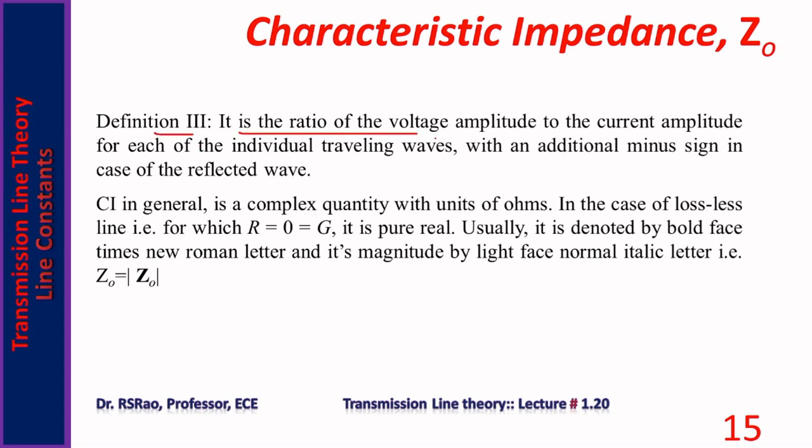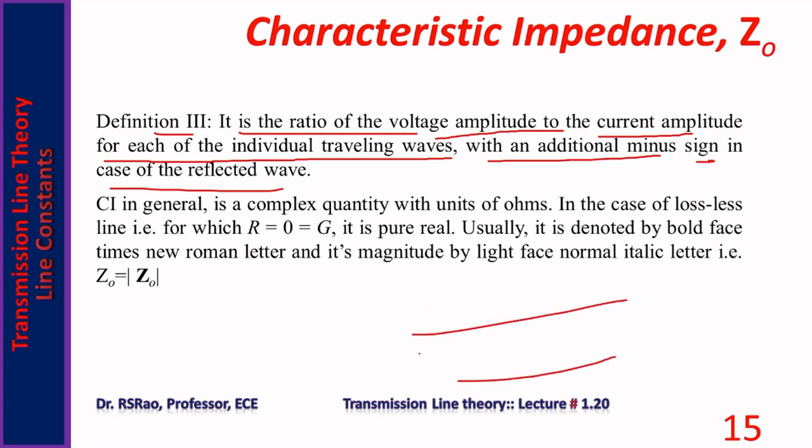It is the ratio of voltage amplitude to current amplitude for each of the individual traveling waves, with an additional minus sign in case of the reflected wave. So what he says is, this is the line, the source is connected here. So a wave starts traveling. This is called the forward wave. Of course, when the termination is different from the characteristic impedance, a reflected wave also exists.